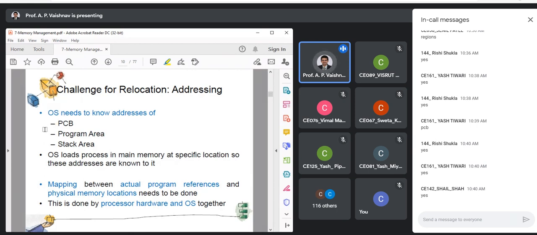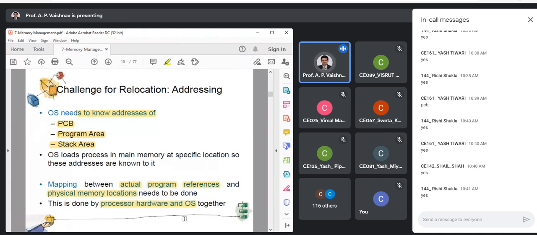When the OS loads a process, it knows the address of the PCB, it knows the address of the program area and stack area. But what mapping has to be done? We have to map between the actual program references, that means what is written in the program, and the physical location. Suppose in the program you have written 60H, but when you are allocating that memory, where is that 60H position located? Are you following this? So that mapping and conversion has to be done. Who does that? Again, CPU hardware and OS both.